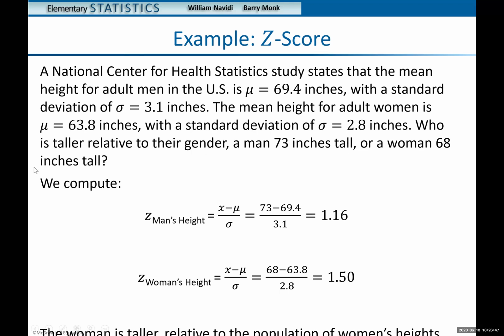So to answer the question, who is taller relative to their gender? The woman is taller relative to the population of women's heights, because you're comparing this 1.5 and 1.16.